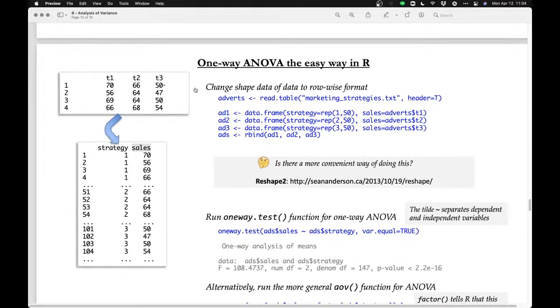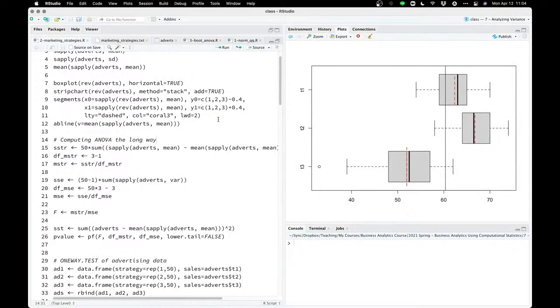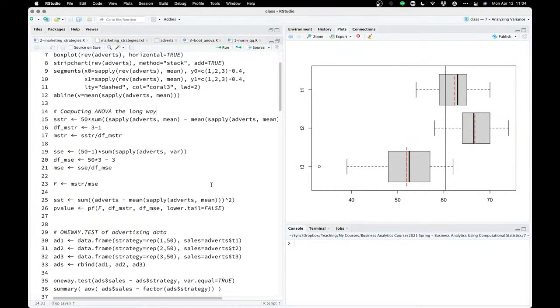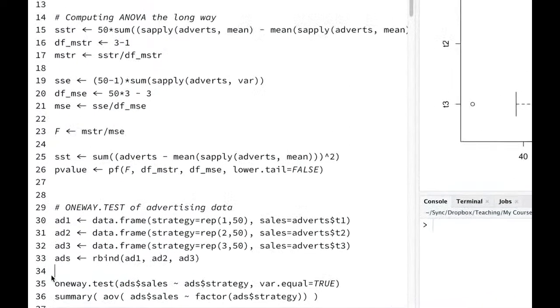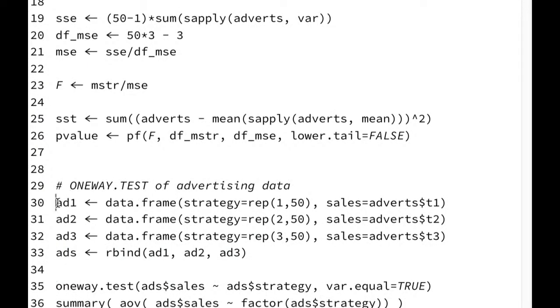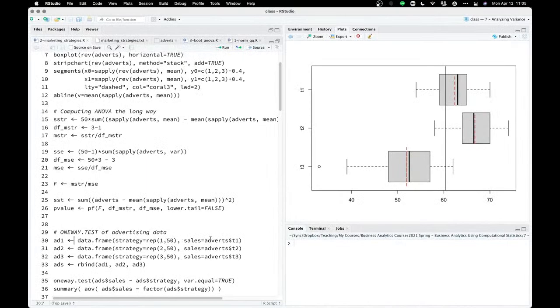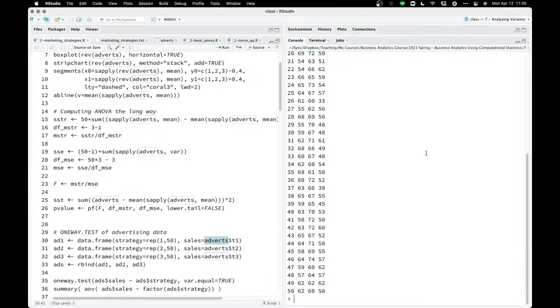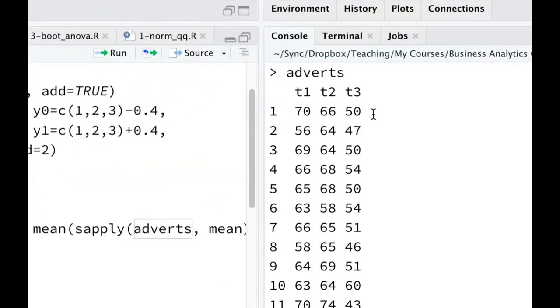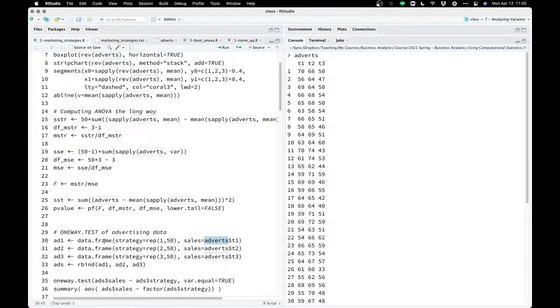And I'll show you a couple of ways of doing it. As always, the hard way and the easy way. All right. But I'll only show you the hard way. So what we can do, and there's probably better ways of doing this, but here's one simple way of doing it. Okay. So remember that our data looks something like this. It's adverts with three columns, T1, T2, and T3.